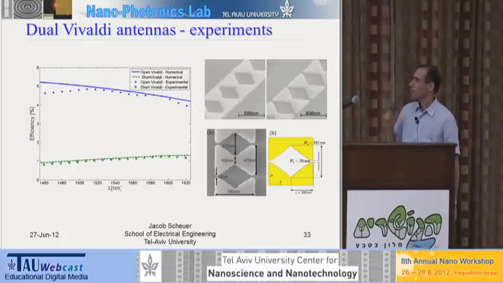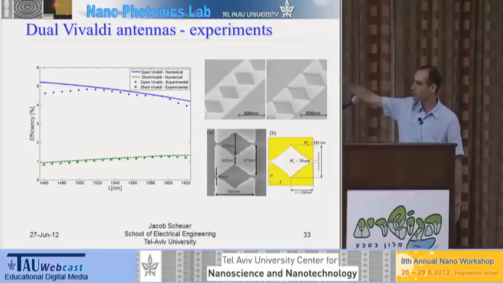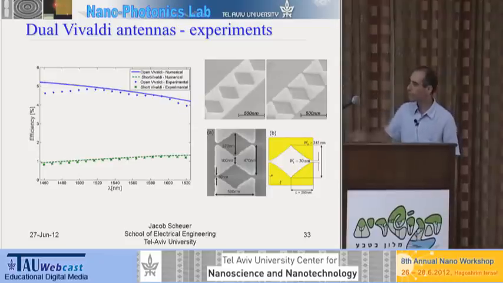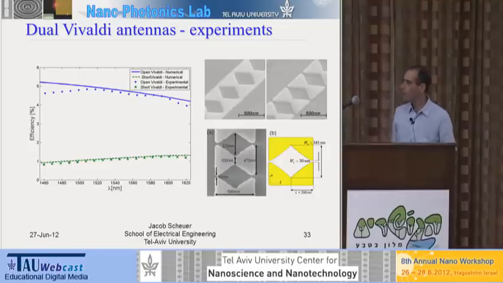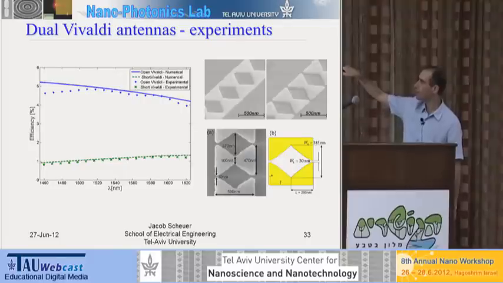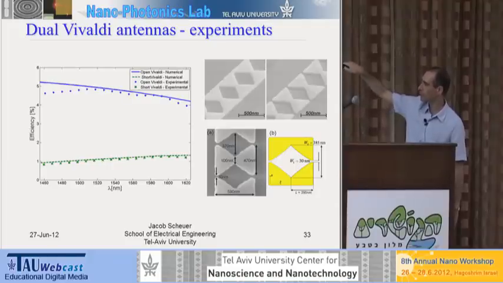So, what do we see here? Similar plots to what we saw before. This is the scattering efficiency. This is the wavelength. And we see here two graphs, okay? One for an open antenna where we have a gap over here, and one for a short antenna where this gap is closed. Blue lines correspond to this kind. Green lines correspond to that kind.